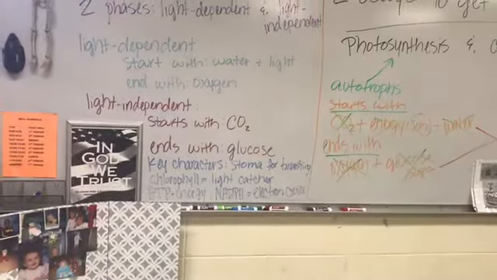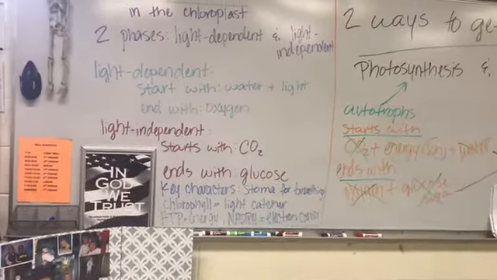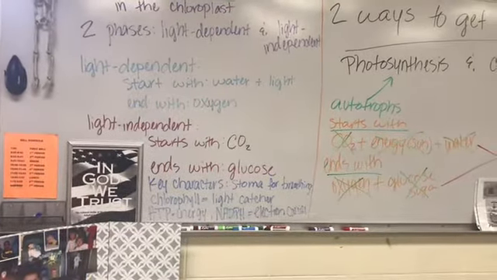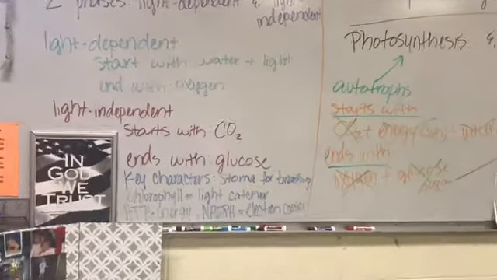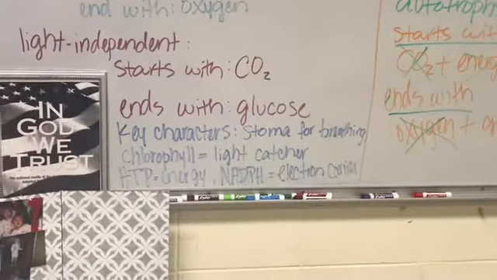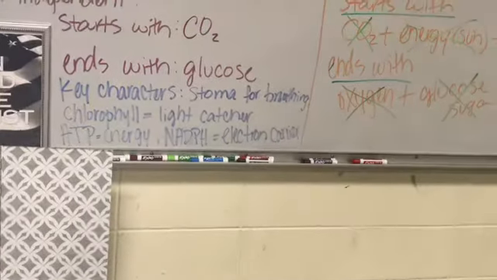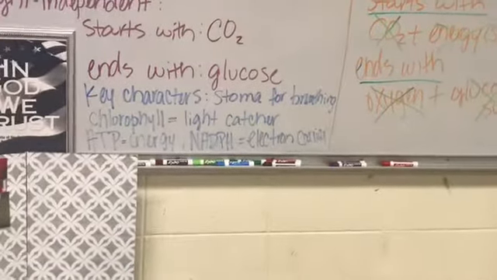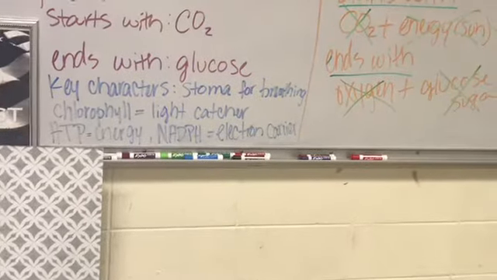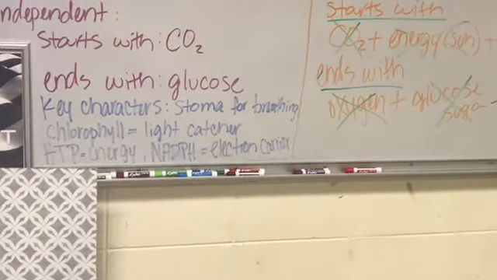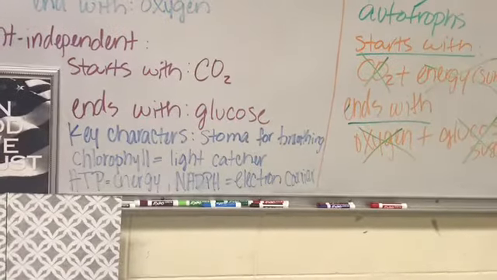Now, some key characters I want you to know in photosynthesis are the stoma, which are those little pores on the leaves. They're used for breathing in carbon dioxide. You got chlorophyll, which is the light catcher. He only catches a certain frequency of light, which is green and yellow light, and that's what makes plants green. And then we got ATP for energy used in the light independent reactions, and NADPH, which is the electron carrier.